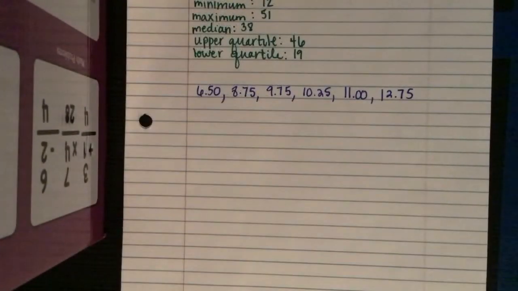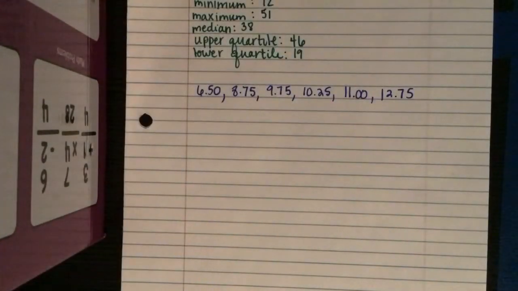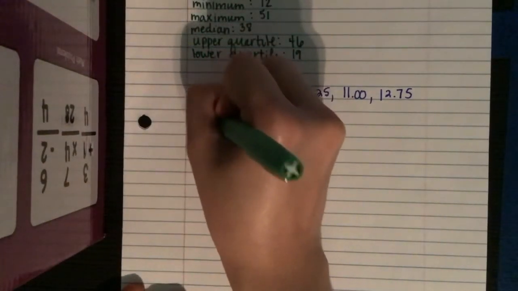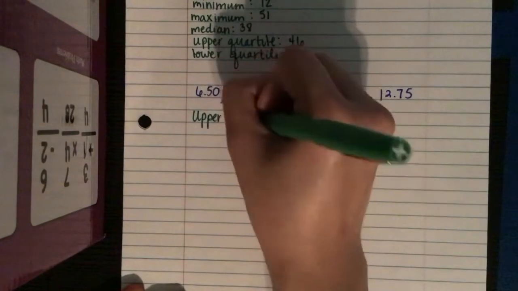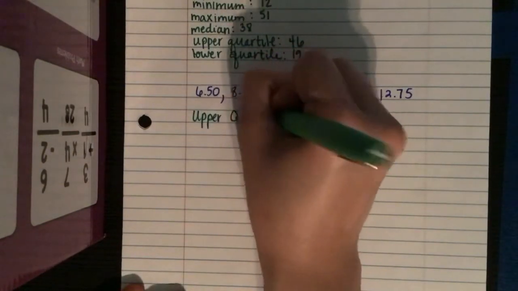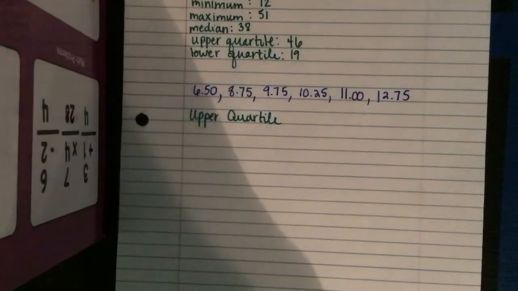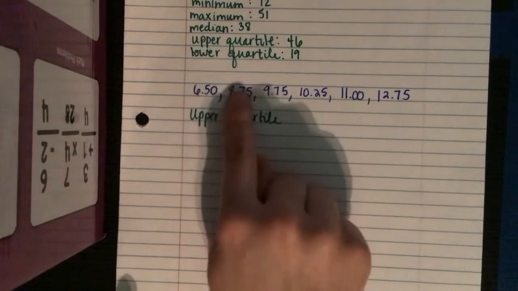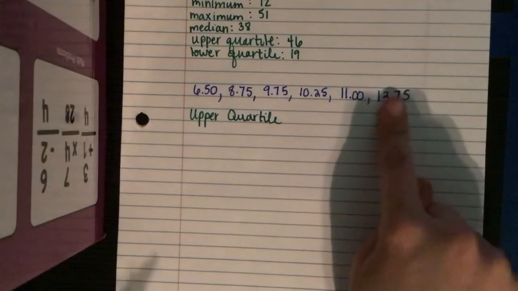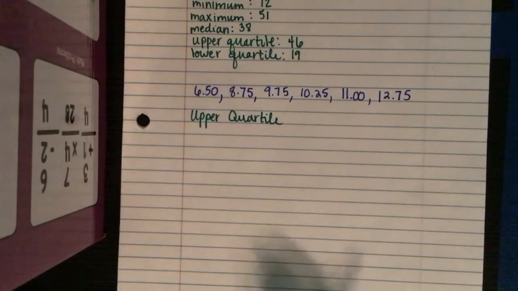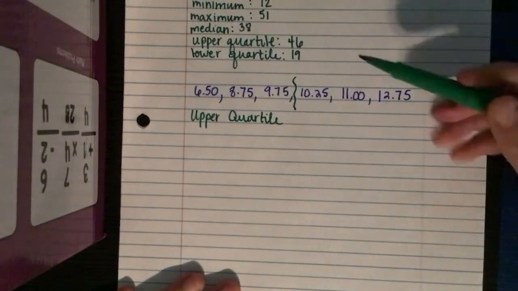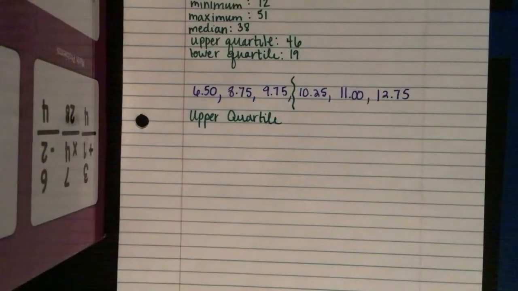So we're looking for the upper quartile, and we know the upper quartile is the median of the upper half. So what I'm going to do is I'm going to split my data in half. Well, I need to know how many numbers are included in my data so that I can split it in half. So I have 1, 2, 3, 4, 5, 6. So half of that would be 3. So 1, 2, 3, that would be my lower quartile. And then the 3 highest would be my upper quartile.